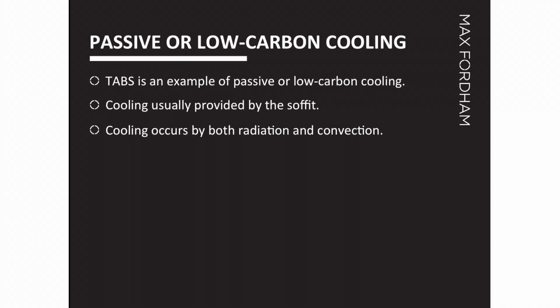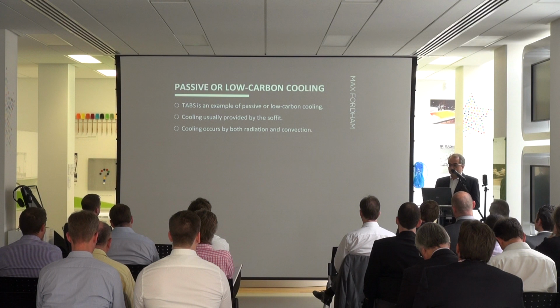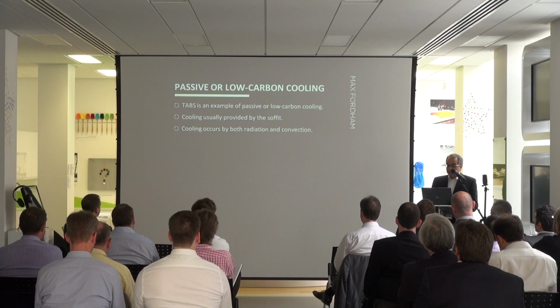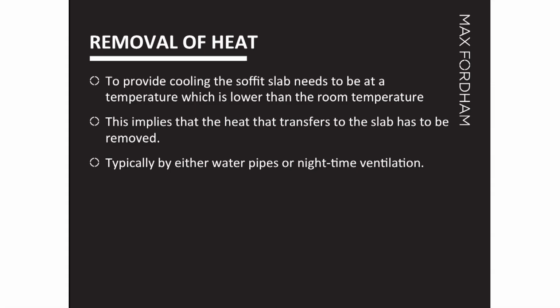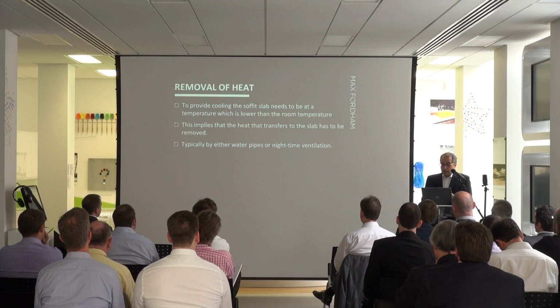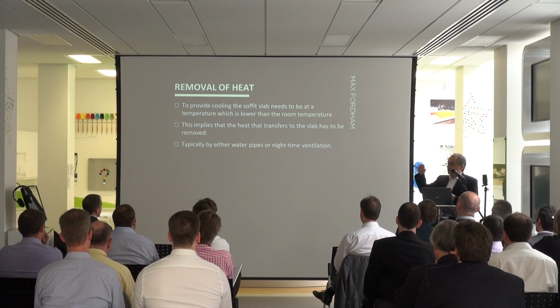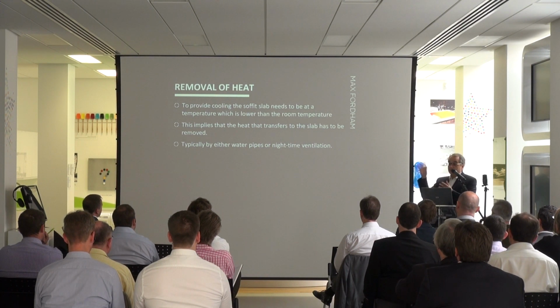So TABS is an example of passive or low carbon cooling, in the sense that it aims to have a low consumption of energy. The cooling is usually provided by the soffit because it's usually the surface that is available, and the cooling occurs by both radiation and convection. To provide cooling, the soffit slab needs to be at a temperature which is lower than the room temperature. And so this implies that if we are transferring heat to the slab, after a while we need to remove it, otherwise it saturates and it will not be able to provide the cooling anymore.